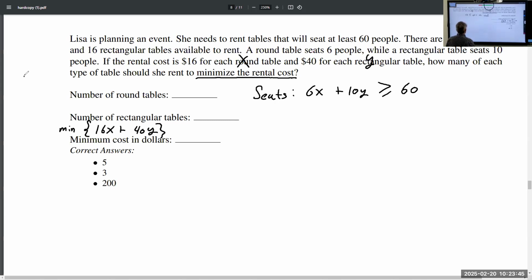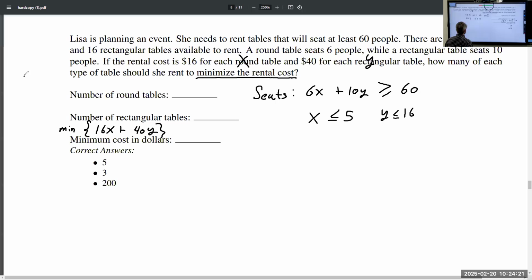There's only a certain amount of tables. There's 5 round tables. There's 16 rectangle tables. Okay. So we have boundaries on those too. So for my X, there's only 5 available. So the amount I order has to be less than or equal to 5. There's only 16 available rectangle tables. So it has to be less than or equal to that.